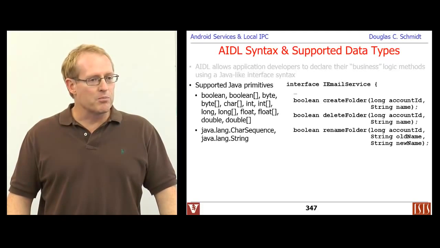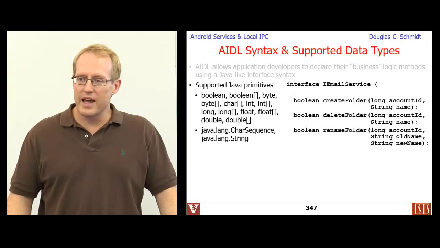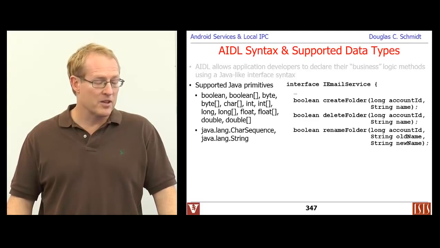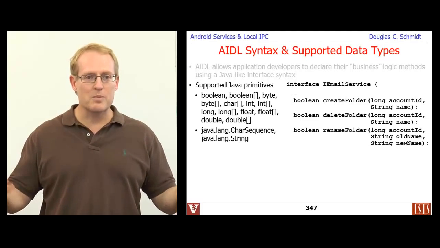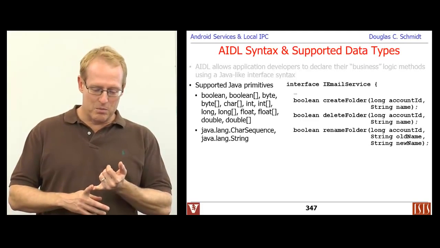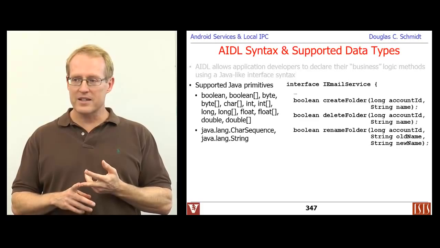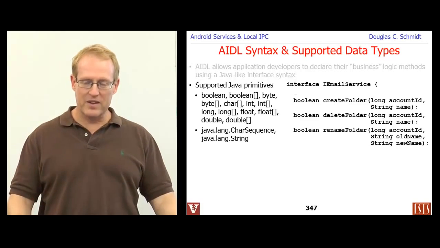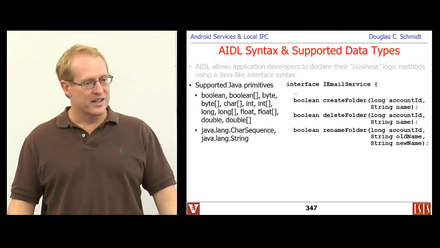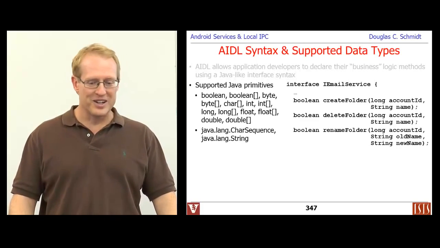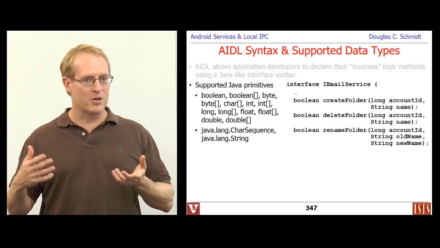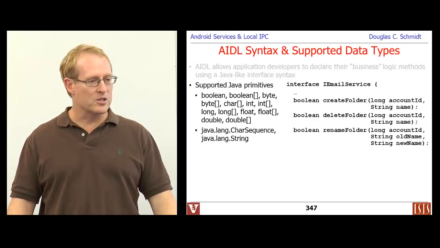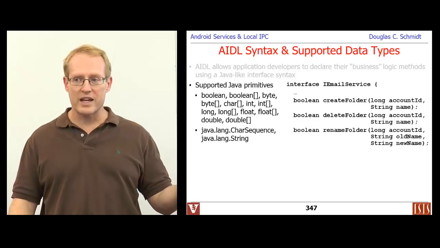There's a number of different primitive operations that are supported as parameters or return values from AIDL methods in Android. The typical things you'd expect, right? So bool, array of bool, byte, int, and array of int, long, array of long, character, array of character, float, array of float, double, array of double, etc. Those are all the kinds of things that you can pass back and forth. You can also return character sequences and strings as well.